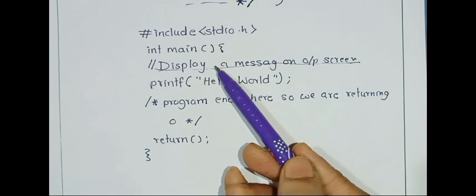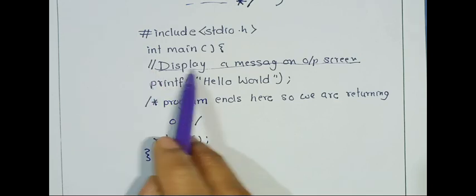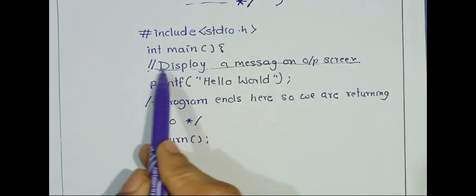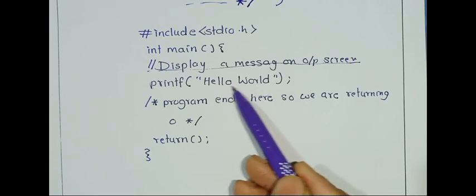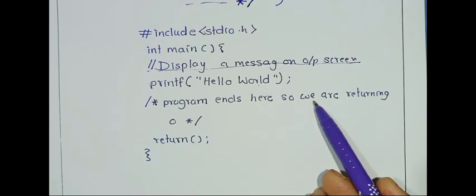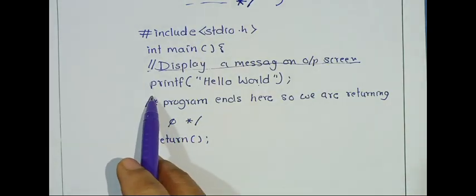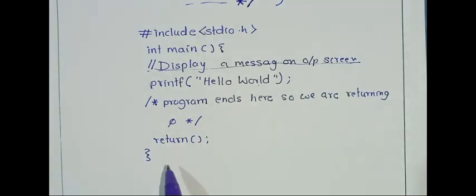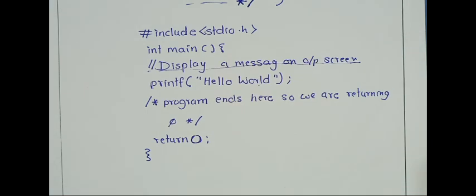For a user, or for the programmer who wrote the program, to understand what is written, you can write down notes. This will be skipped by the compiler. It will execute the printf statement and print hello world on the output screen. Again a comment comes here: program ends here, so we are returning 0. This is a multiple line comment. We use slash star and star slash. Multiple line comments start with slash star and end with star slash. Then we write return 0.